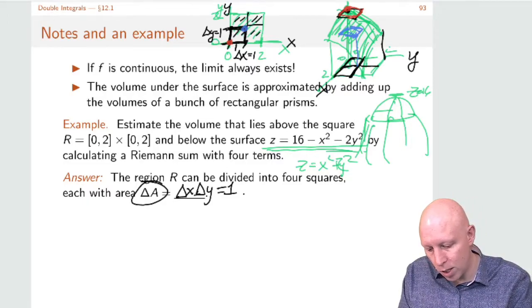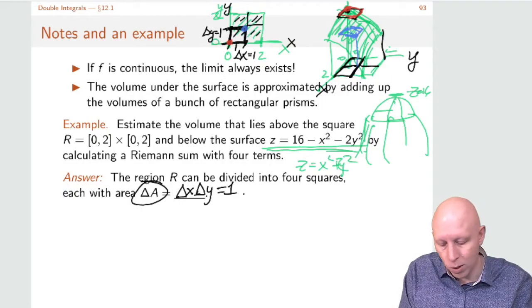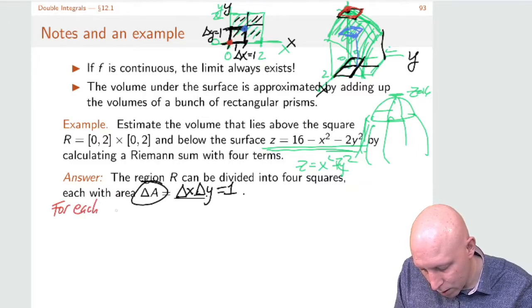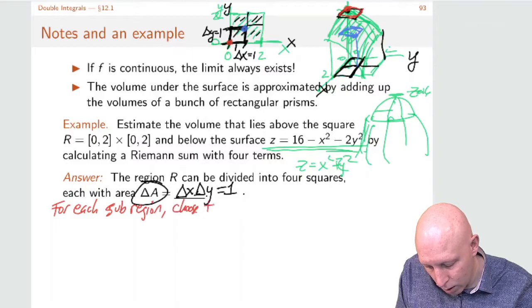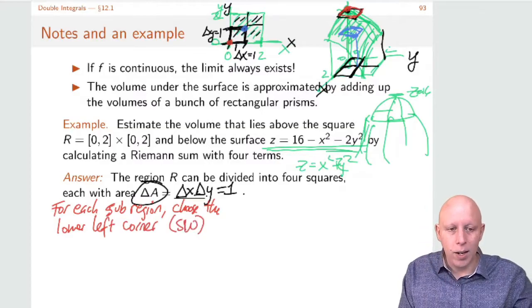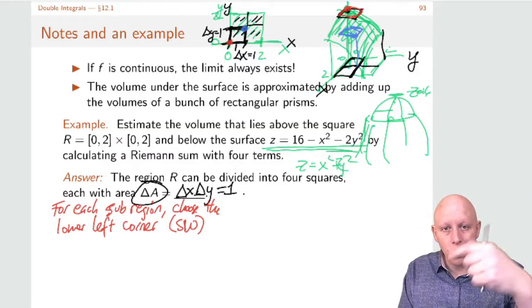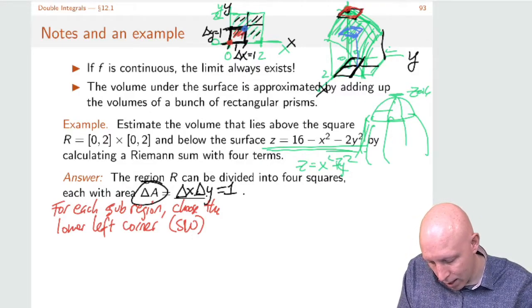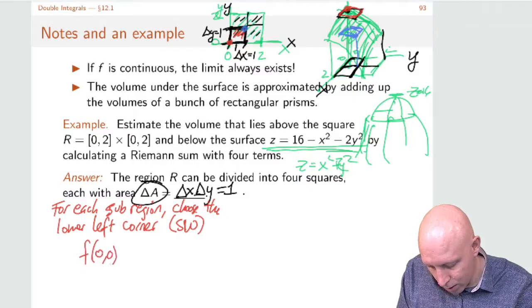So let's choose these red points. Maybe we should just do both of them and look at what's happening. So for each square, for each sub-region, choose the lower left corner. Maybe we'll call that the southwest corner. That corner has the smallest x value and the smallest y value. And so for this first square, that's the point 0, 0.